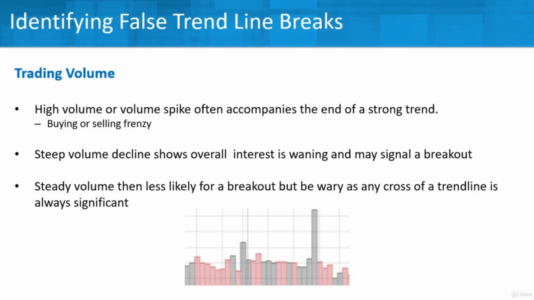A steep volume decline shows that overall interest is waning and may signal a breakout. Right? It hasn't necessarily happened, but it may signal that interest is waning, may signal a breakout. And if there's steady volume, then it's less likely for a breakout.